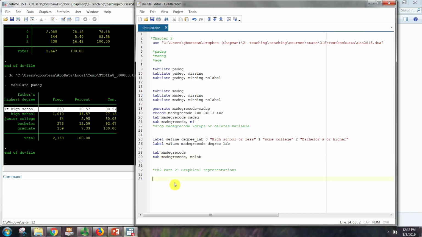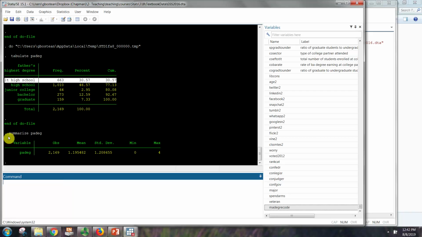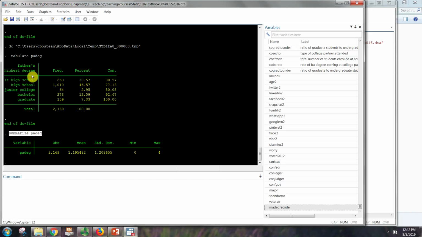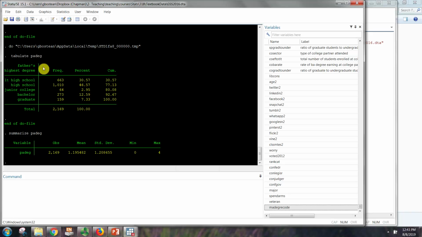That's helpful information. What's not helpful is trying to get the mean of this variable, for example. The program won't give me an error. It will give me a mean for father's highest degree. But what does a mean of 1.2 mean in this case? How do you interpret that? You don't. This is not an appropriate command to run when you have categorical data. When you have this type of data, you want to use tabulate and look at the frequency distribution.